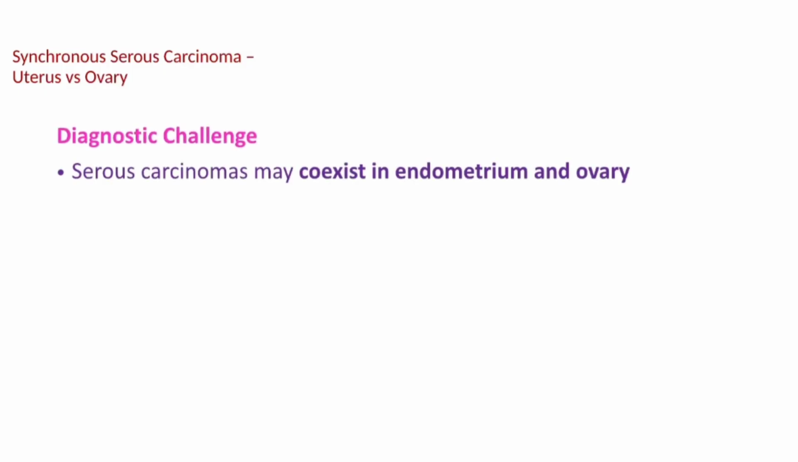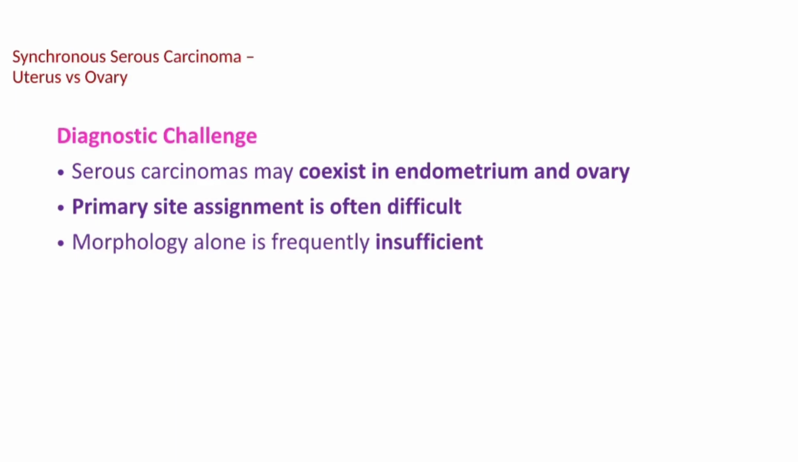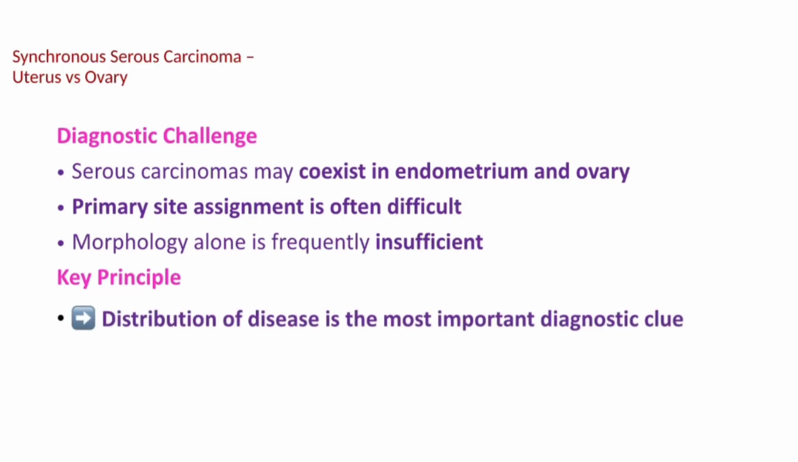Now, sometimes this tumor is very high grade, so patient present with uterine mass as well as ovarian spread also. So this is called synchronous serous carcinoma, uterus versus ovary. We have to differentiate. So diagnostic challenge is whether serous carcinoma may coexist in endometrium and ovary. So what is the primary site? So it is very difficult to assign. Morphology alone is frequently inefficient, and key principle is that distribution of disease is the most important diagnostic clue. Let's see what is the clue.